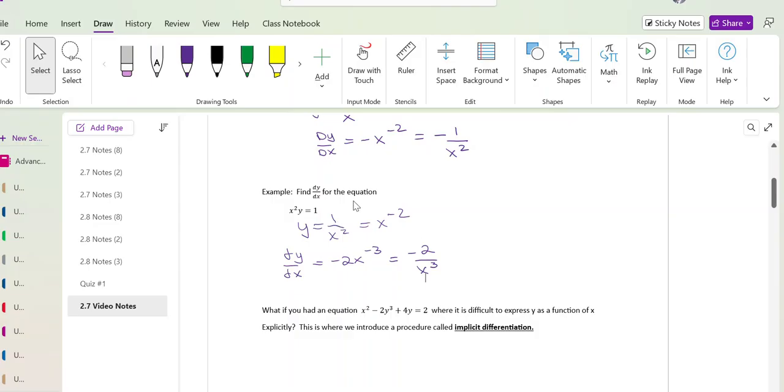Now, not all equations are so easy, or do you have the ability to make them explicit? For example, something like this is difficult to express y as a function of x explicitly. So this is where we would come up with a process called implicit differentiation.